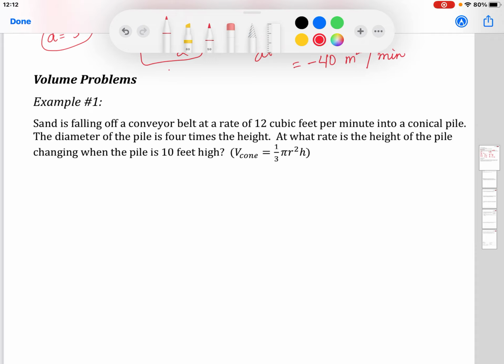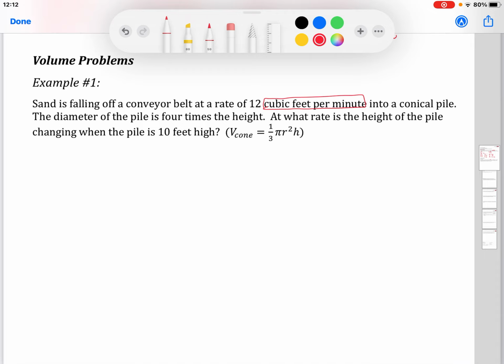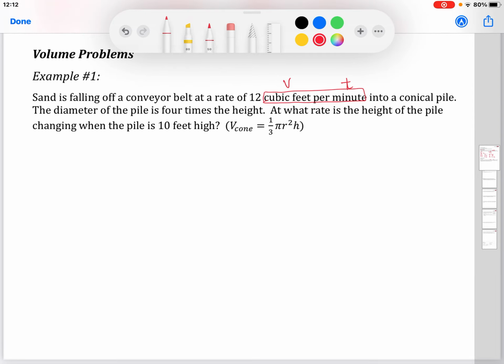So now we are going to be doing some volume problems. So let's get started with example 1. It's saying the sand is falling off a conveyor belt at a rate of 12 cubic feet per minute into a conical pile. So look here, the units also kind of help you determine what this is. Cubic feet. So what would that be? That would be your cubic feet has to do with volume, and this is what? Time. So we are differentiating with respect to time. So that's how you can even determine that.